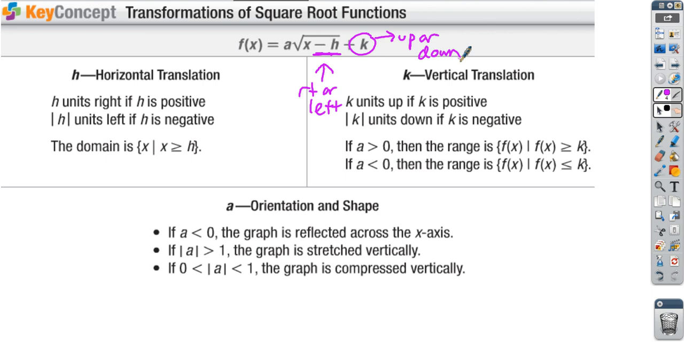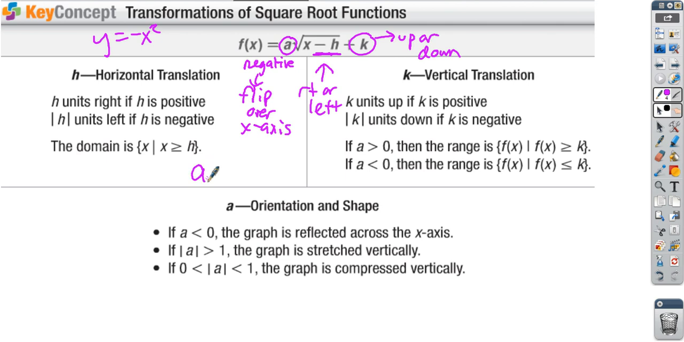The a, first of all, if the a is negative, that means you flip it. And we saw this with parabolas, like y equals negative x squared. That's an upside down parabola. So negative means you flip it over the x-axis.